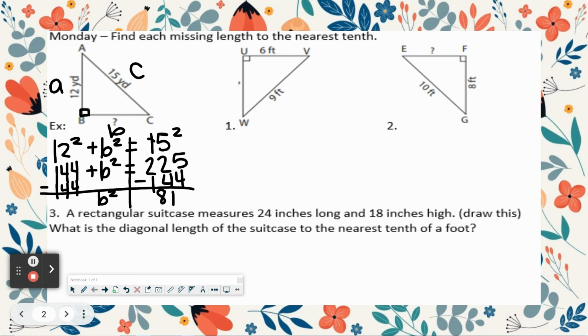B is still not by itself, so we have to say to ourselves, what's the opposite of squared? And that's square root. So that gets rid of the 2. And then again, whatever you do to one side, you do to the other. And B equals 9. So your job now is going to be to solve 1, 2, and 3. Please make sure then that you put your answers on the right. You'll have about 6 minutes. Go ahead and pause this video.